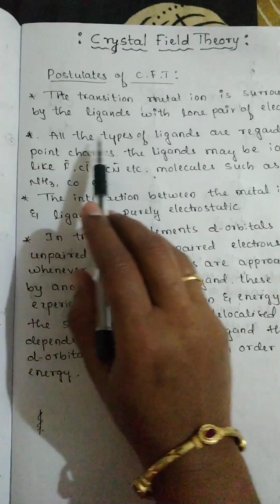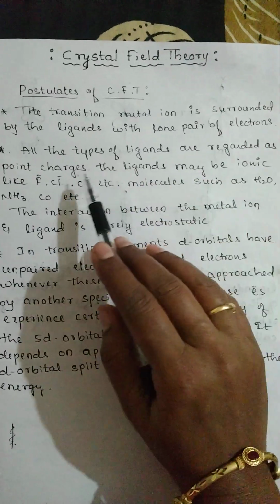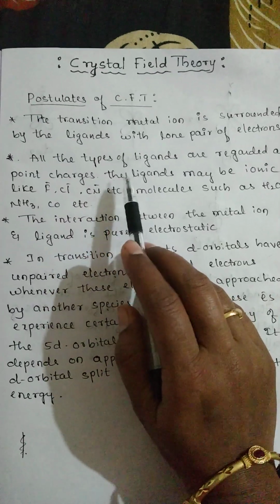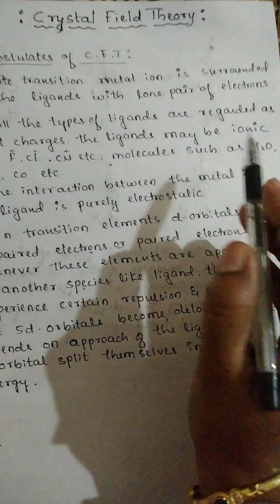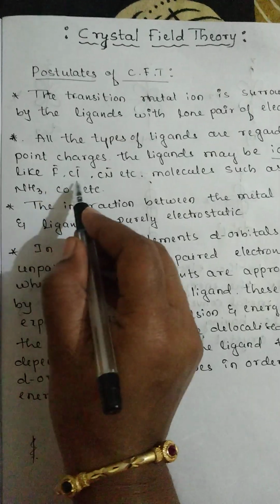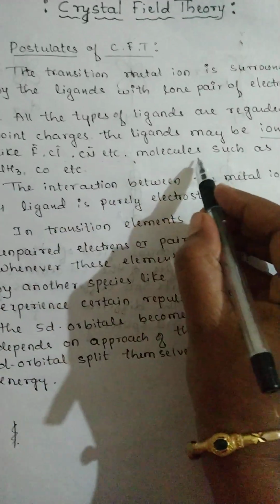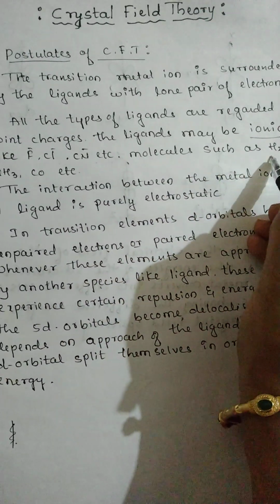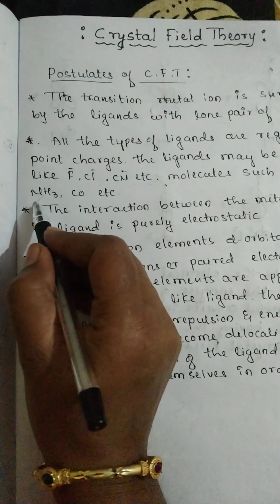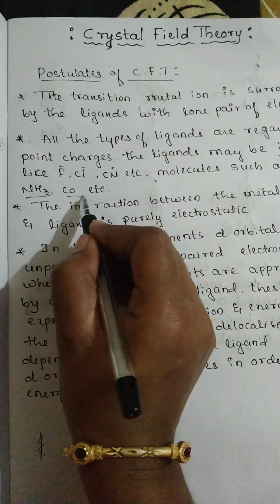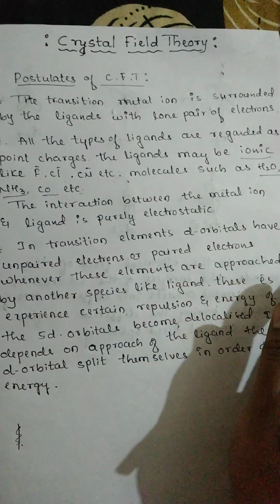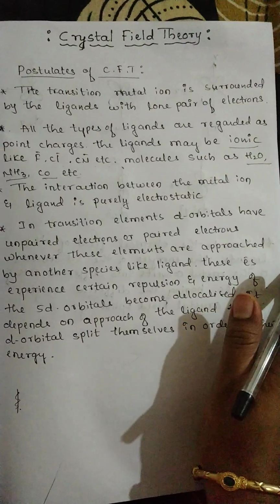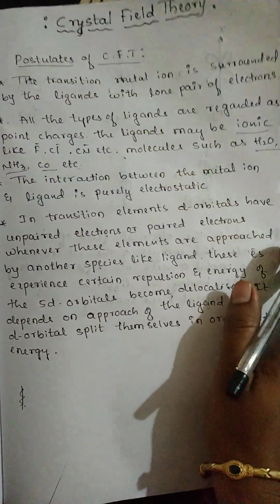The second one is that all types of ligands are regarded as point charges. The ligands may be ionic, like fluoride, chloride, cyanide, etc. Molecules such as aqua, ammonia and carbonyl are also considered as point charges, irrespective of whether they are ionic or neutral.